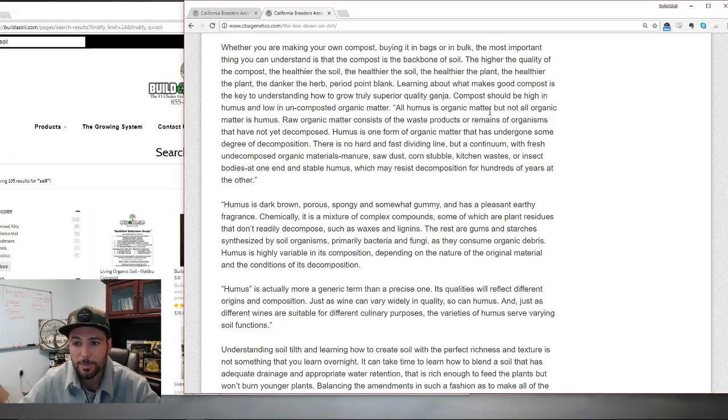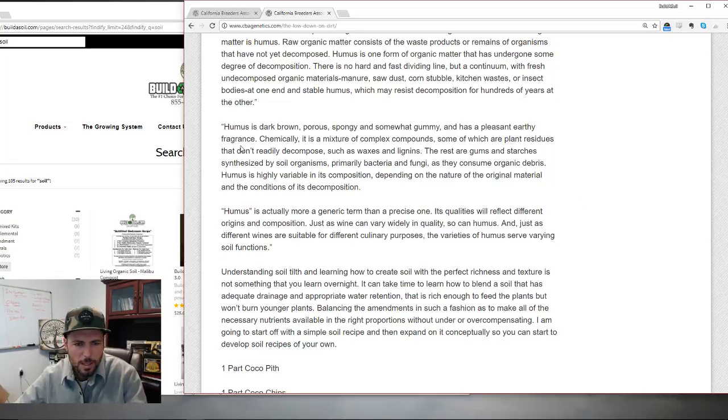All humus is organic matter, but not all organic matter is humus. Raw organic matter consists of the waste products or remains of organisms that have not yet decomposed. Humus is one form of organic matter that has undergone some degree of decomposition. There is no hard and fast dividing line, but a continuum with fresh, undecomposed organic materials, manure, sawdust, corn stubble, kitchen waste, or insect bodies at one end, and stable humus, which may resist decomposition for hundreds of years, at the other. Humus is dark brown, porous, spongy, and somewhat gummy, and has a pleasant earthy fragrance.